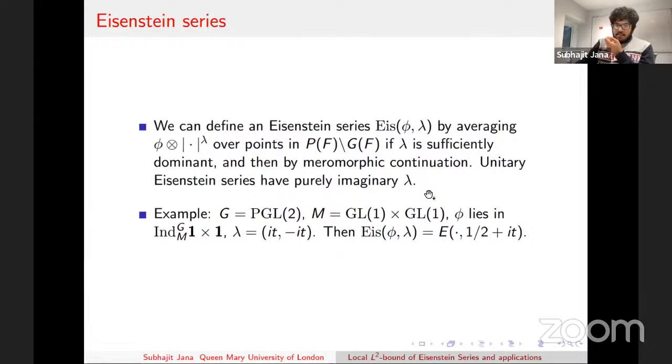So, for example, if G is PGL_2, M is the obvious nontrivial Levi, and phi lives in this induced space, then I(phi, lambda) is essentially the usual classical Eisenstein series.